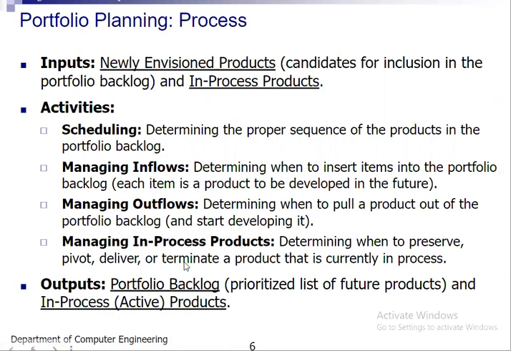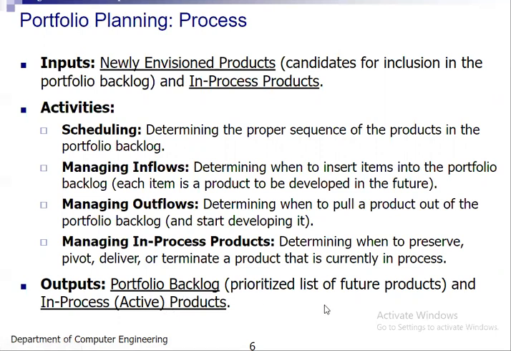Managing in process products, so determining when to preserve, pivot, deliver or terminate a product that is currently in the process. कि जो भी डेवलपमेंट चालू है तो it may happen like your team is not doing good, and you wanted to, as an industry CEO, you can take portfolio planning. In portfolio planning you can just think of terminating any product developments, or you can plan a delivery as well, right? Output क्या होगा? Portfolio backlog, which is nothing but prioritized list of future product, right?